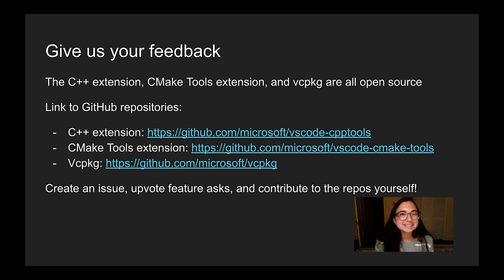Lastly, please give us your feedback. The C++ extension, the CMake Tools extension, and itCppCon20 are all open source. The links to the GitHub repositories are on the slide. If you find a bug or have a feature ask, create an issue on the GitHub repository. We prioritize feature asks and bugs based on how many upvotes they have. So take a look at the issues that already exist, upvote the ones that you care about. And finally, please feel free to contribute to the repository yourself. We are always looking for contributors for all three of these repositories.